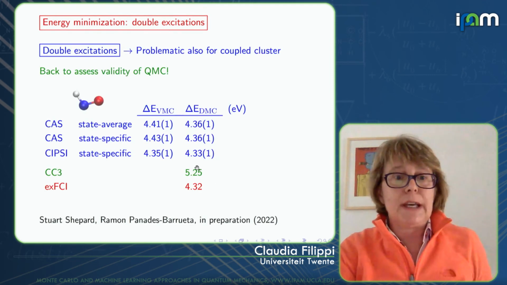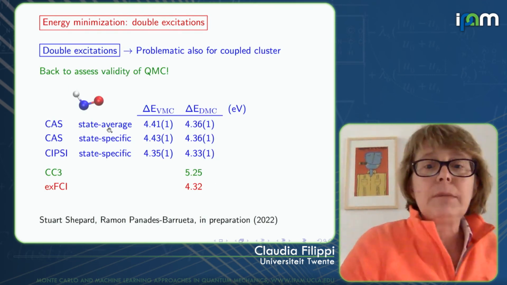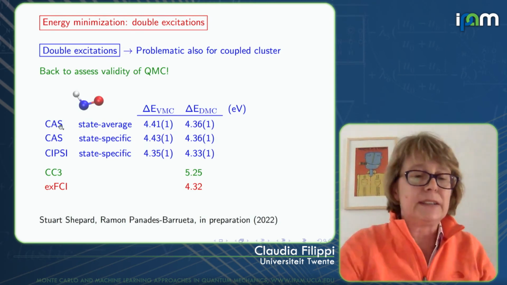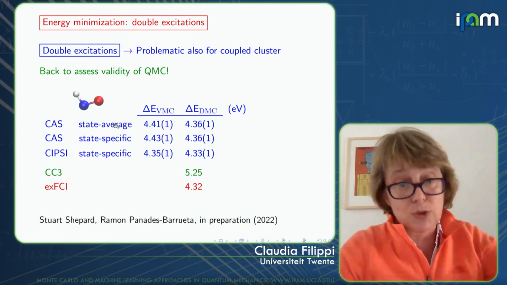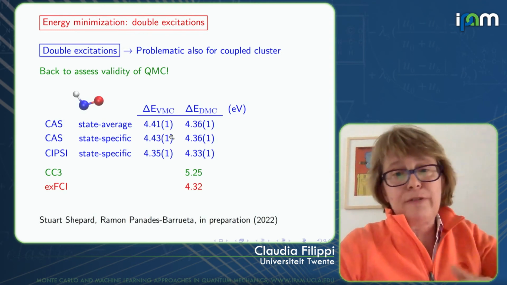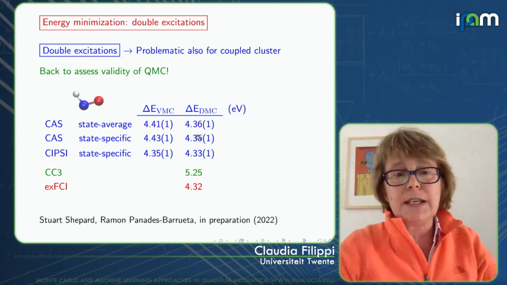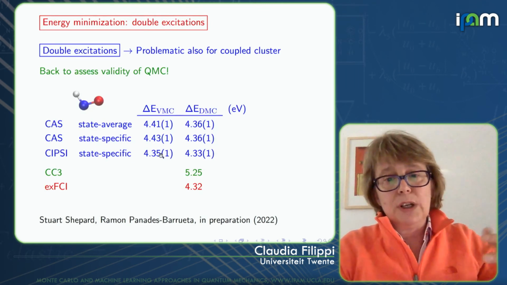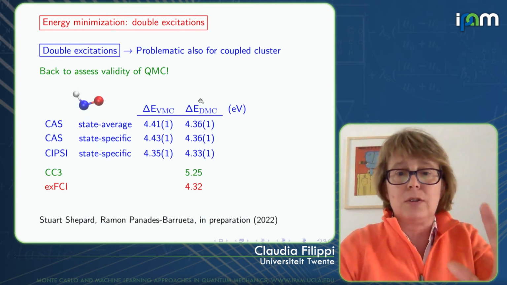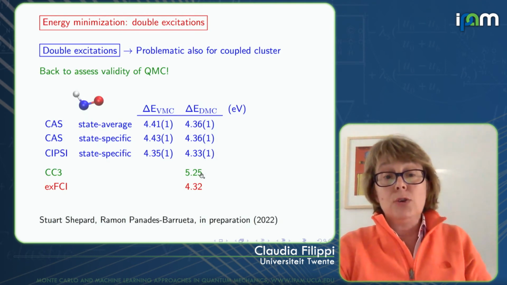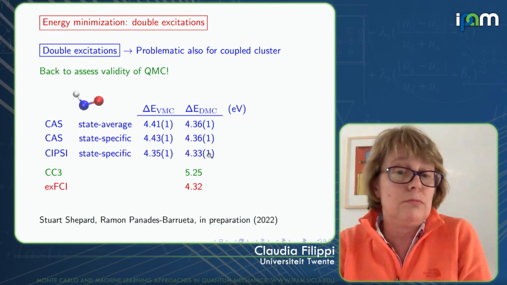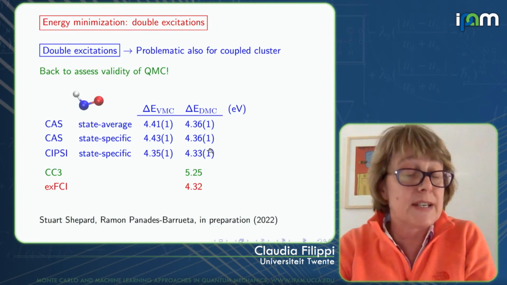So here I'm showing a very small system, and what I'm showing is different wave function types, the complete active space type in state average. You can do state average or state specific, and the performance is rather equivalent for this system. And now if I do CIPSI, also for this system, everything is okay, variational Monte Carlo and diffusion Monte Carlo. You can see CC3 is higher by 1 eV, and we are perfectly compatible with extrapolated full CI.